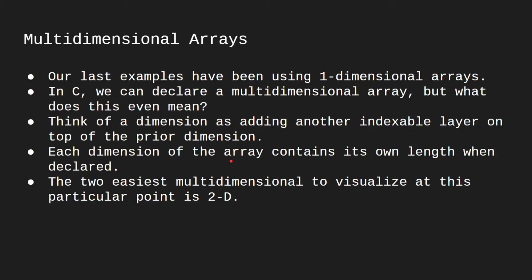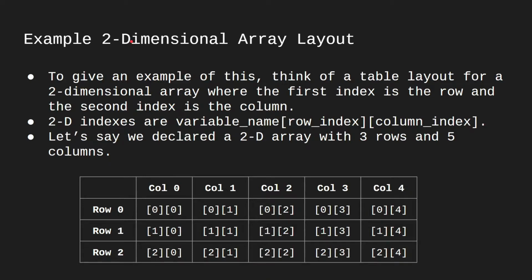Each dimension contains its own length when declared as well. So here's an example of a 2-dimensional array. I said this would probably be the easiest to visualize, just because you probably learned some type of mathematics similar to this in school. To give an example, think of a table layout for a 2-dimensional array where the first index is the row and the second index is the column. So the indexes go in order of the first index row and then the second index column.